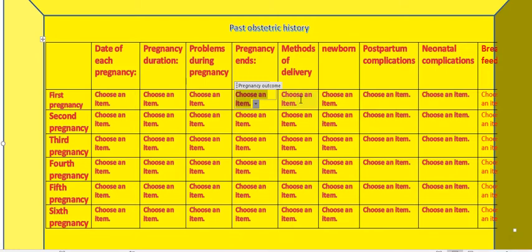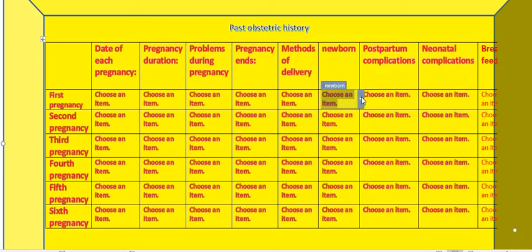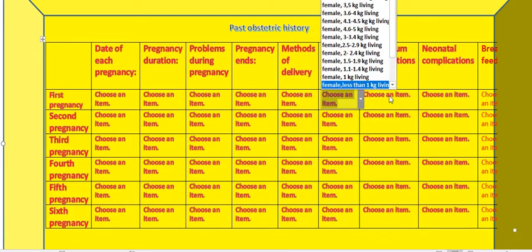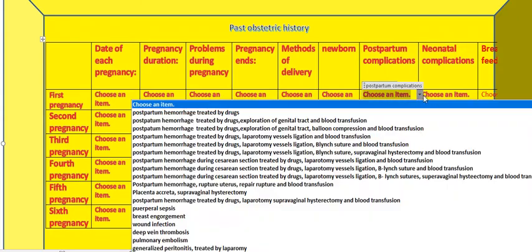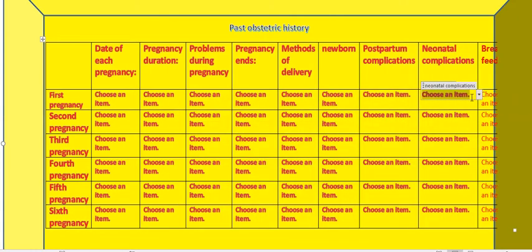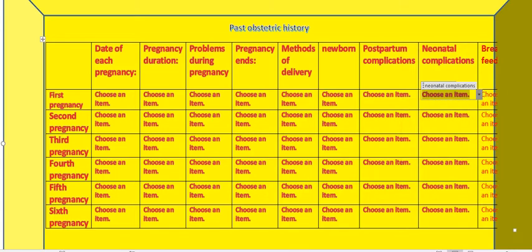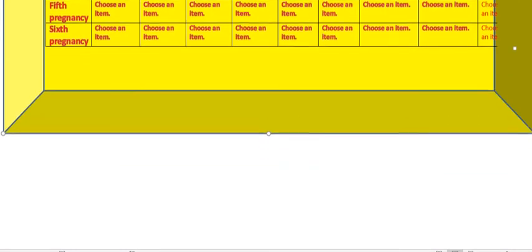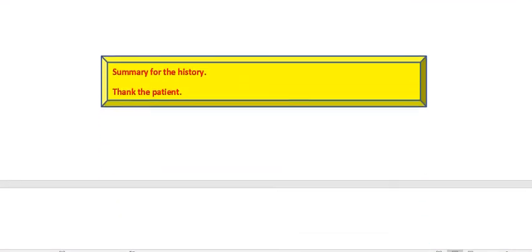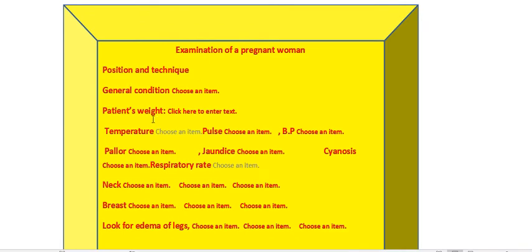If it ended in delivery, what was the method of delivery, was the newborn male or female, how many kilos, and any postpartum complications, and any neonatal complications, and the breastfeeding for how long. After this, we start to examine the patient.